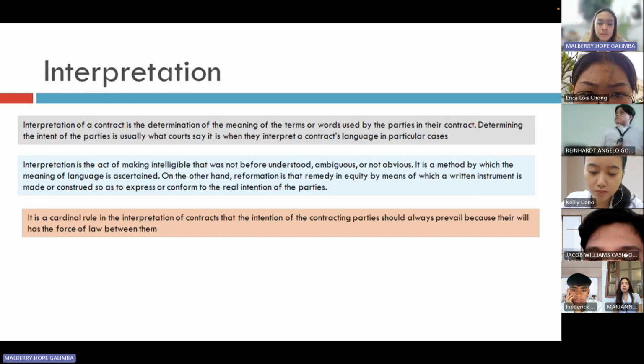So you have to make sure that the terms in that contract are what you intended them to be, and there is no room for further interpretation.